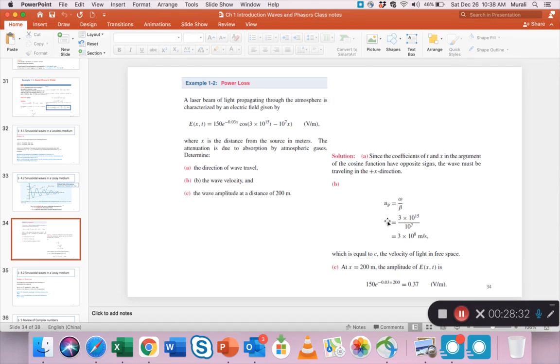Wave velocity, he uses this. This is a laser beam, so it's not sound, probably close to light. Yeah, you get the answer for light because a laser beam is light, right? So he shows you that if you do omega by beta, you should get 3 into 10 to the power 8, which is equal to c, the velocity of light in free space.